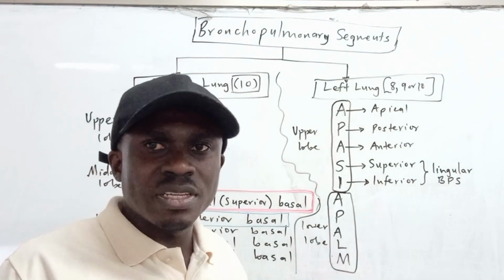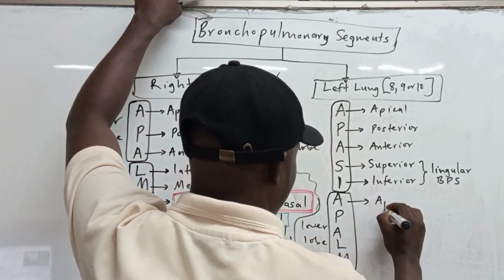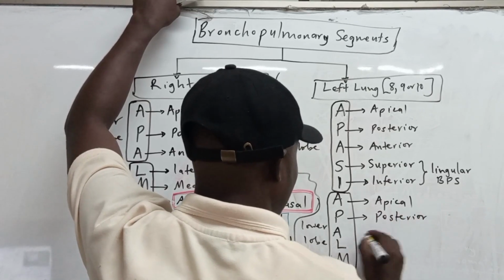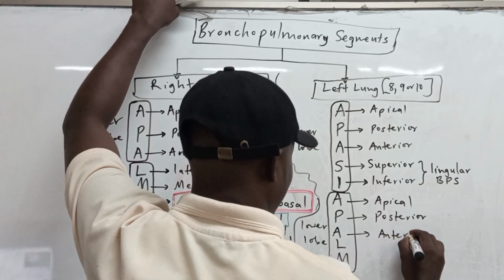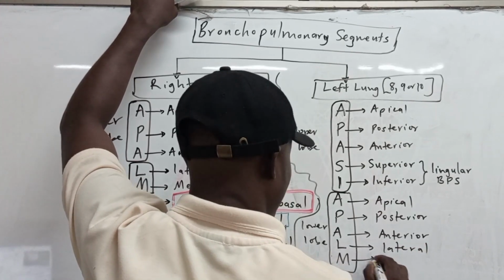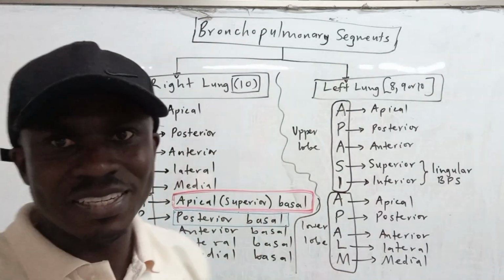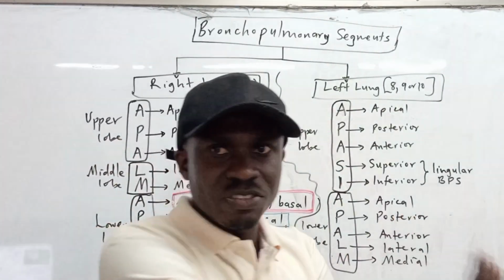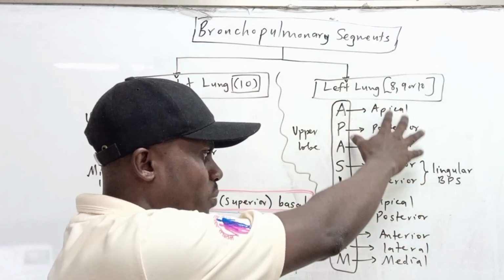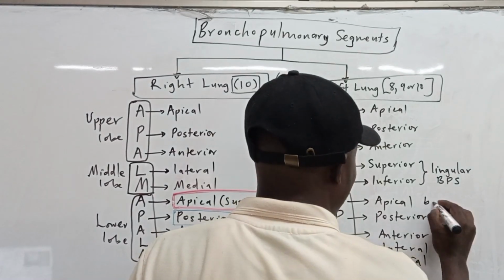Now, how about that of the lower lobe? In the case of the lower lobe, yes, we go again. A again is for apical. P is posterior. We don't have a problem with that. A is for anterior. L is for lateral. And then of course, M is medial. Medial bronchopulmonary segment in the case of that of the left. But what did I say? For us to distinguish between some of these things like anterior polypical from this, what surface do we add? Basal. It's towards the bottom. So we add basal to them all.